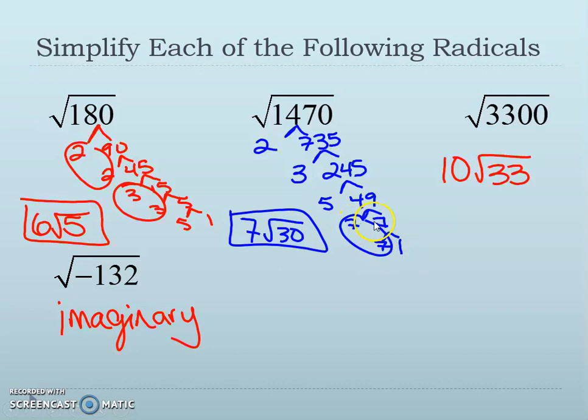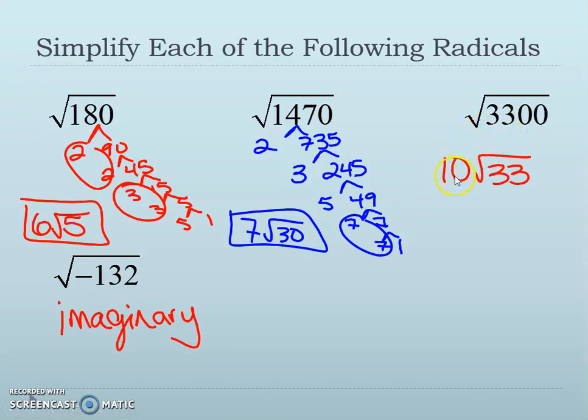So here you have a pair of 7, 7. You put that in the front, and you have these 3 leftovers. You multiply the leftovers together. So 2 times 3 times 5 gives you radical 30. So the leftover goes inside the radical. This one, I want you to try it.